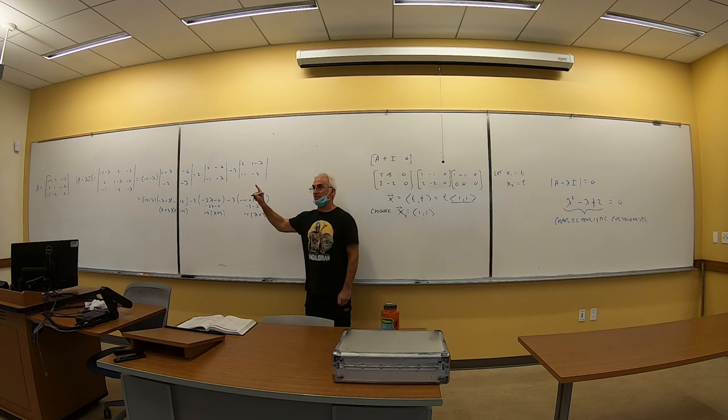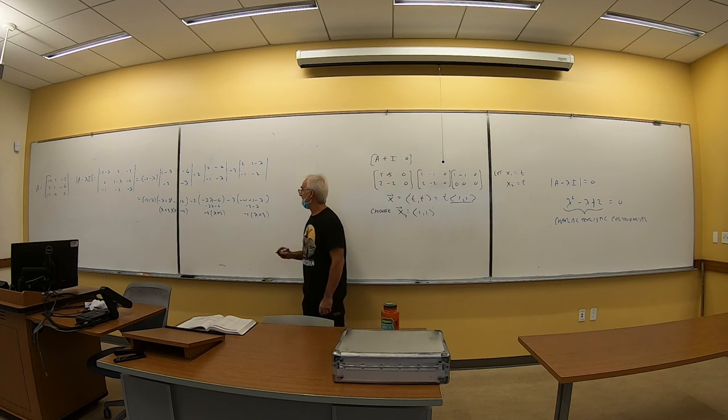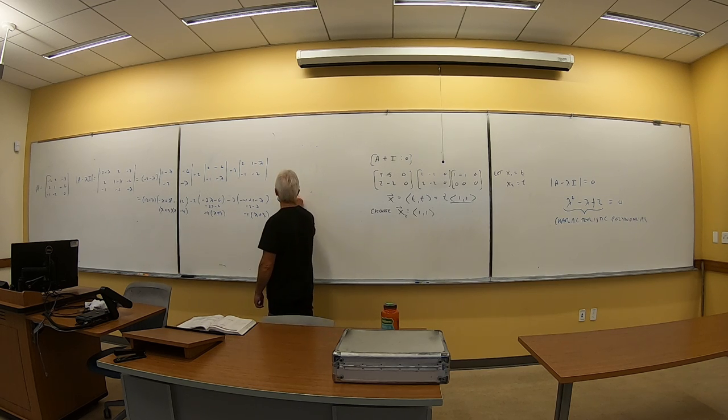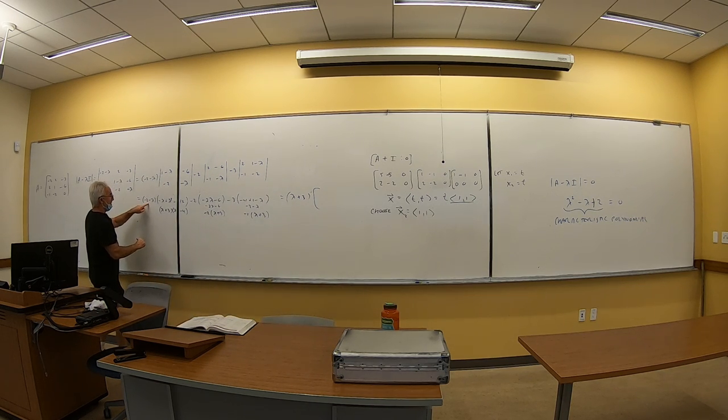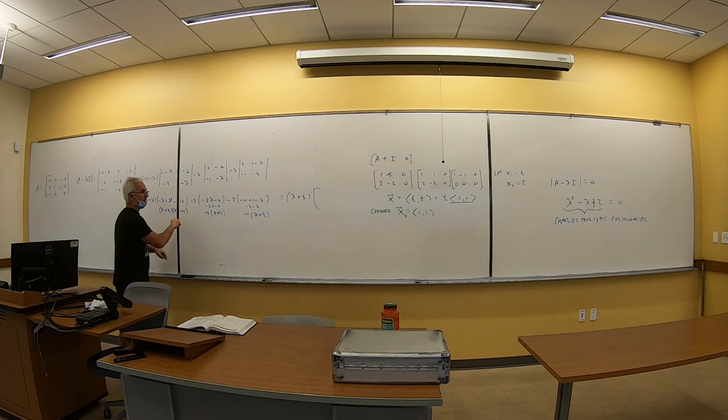Does everybody notice that I have three different terms, all of them have a lambda plus 3, which means lambda plus 3 is a common factor. So I can now say this is lambda plus 3 times everything that's left. Now what's left? I'll take my time. What's left? Negative 2 minus lambda times lambda minus 4.